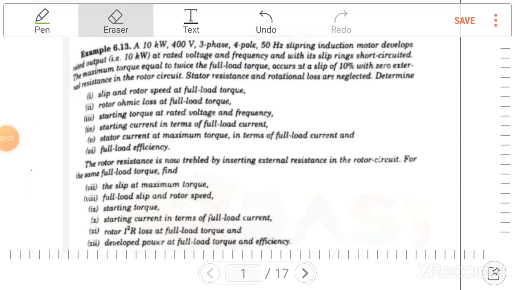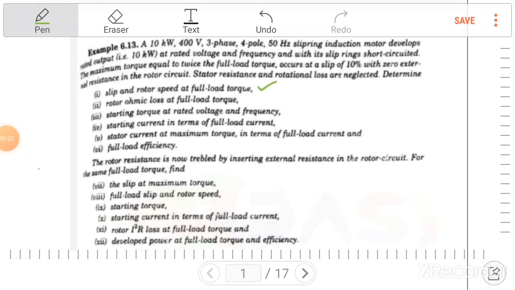Actually, this problem has two parts. In the first part, the rotor resistance is zero external resistance. After that, he is saying the rotor resistance is now trebled by inserting external resistance in the rotor circuit. So at the previous condition, only the rotor circuit resistance is present and zero external resistance, but now the rotor resistance becomes 3 times because 2 times the rotor resistance is added as external resistance. Now we have to find these quantities after this implementation.